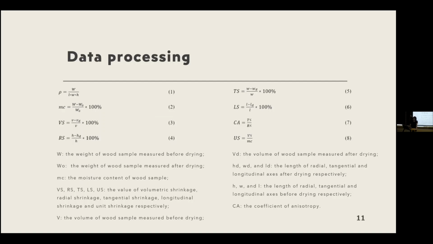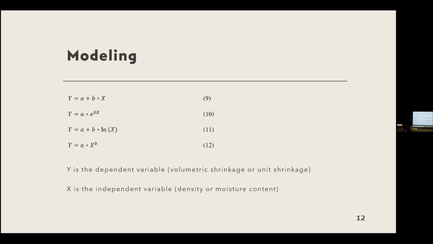After measurement, each sample's density, moisture content, volumetric shrinkage, radial shrinkage, tangential shrinkage, longitudinal shrinkage, coefficient of anisotropy, and unit shrinkage were calculated. I also examined 4 alternative regression models, including linear, exponential, logarithmic, and geometric relationships, to test the relationship between moisture content and volumetric shrinkage, density and volumetric shrinkage, as well as density and unit shrinkage. The comparison of each model's fit was conducted by comparing Akaike information criteria.